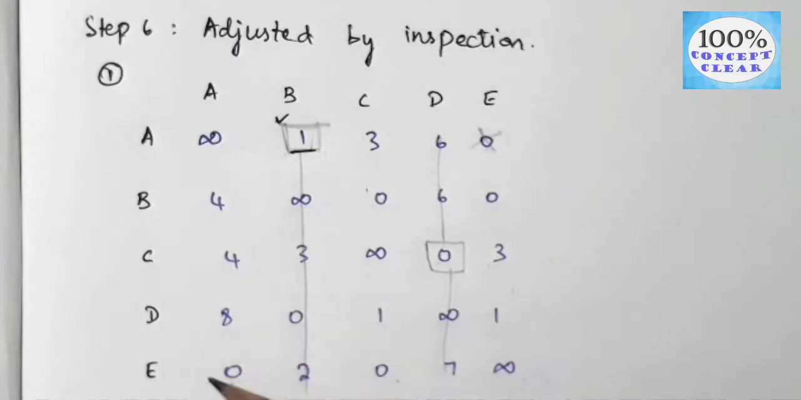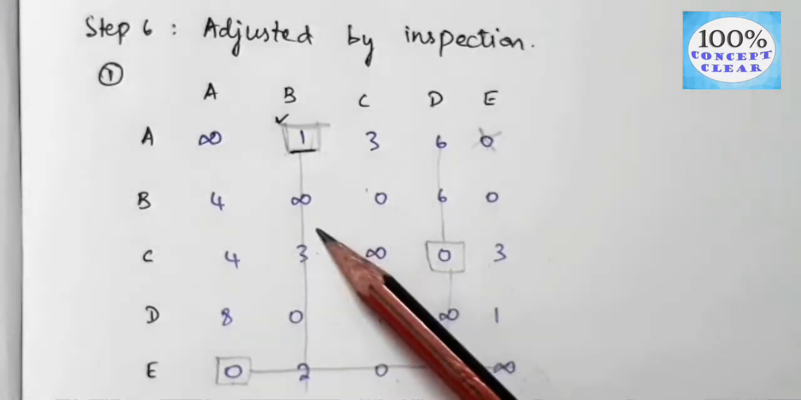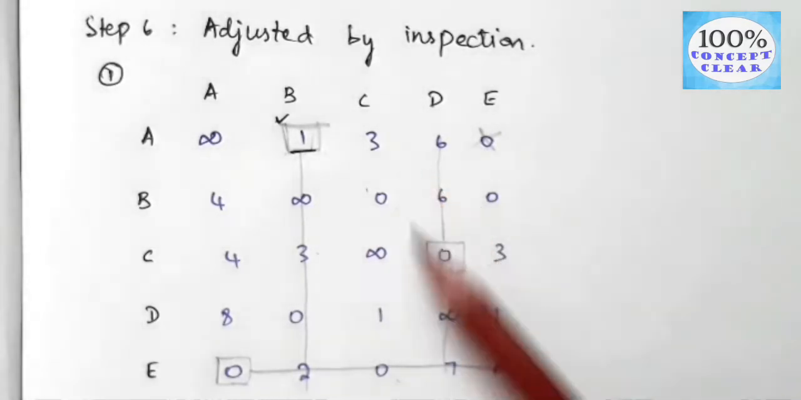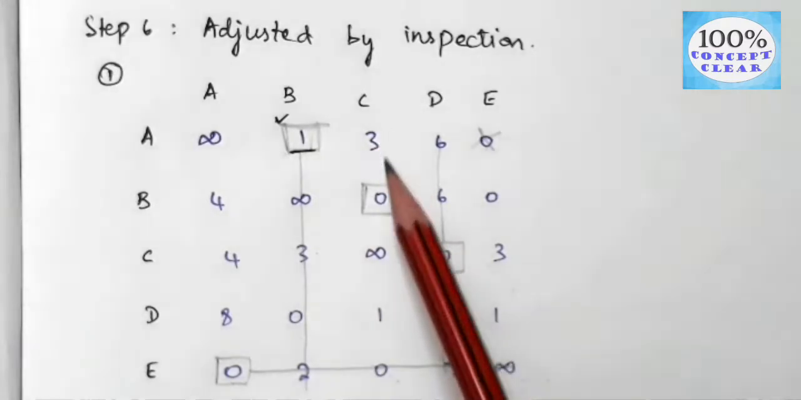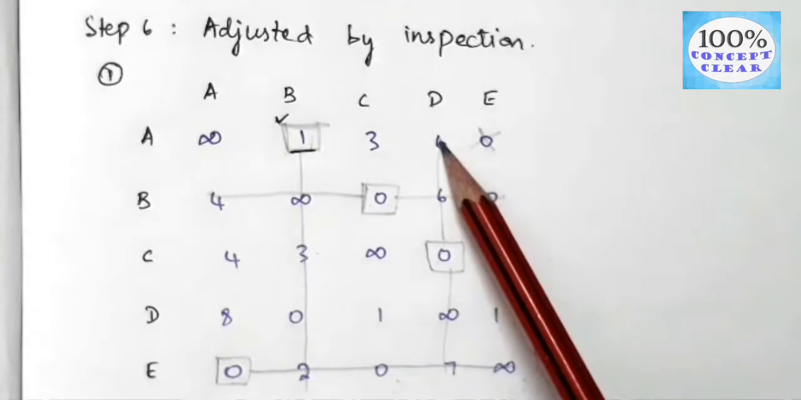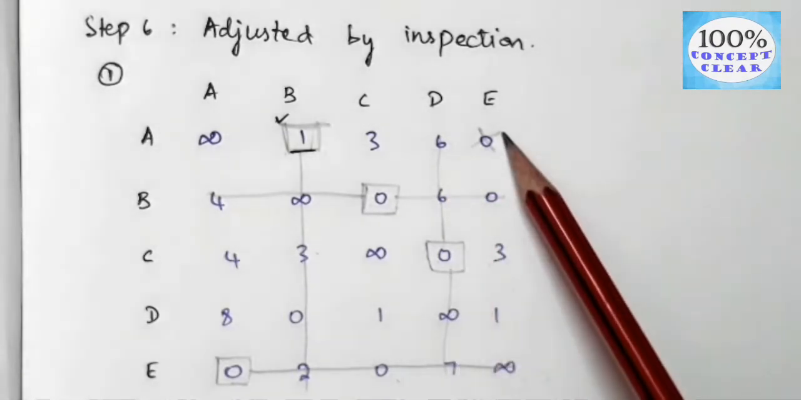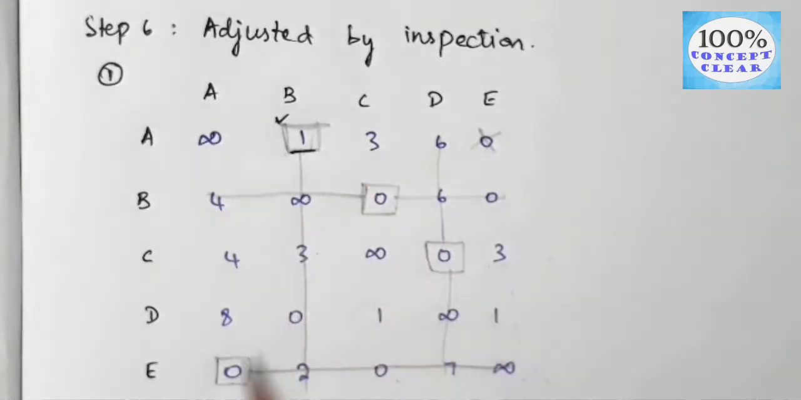Now check column wise. In the first column we have 1 zero, so mark that 0. Now we marked this column wise, so we should cancel row wise. Now in the second column all are cancelled, and in the third column we have 1 zero, so mark that 0. We marked this column wise, so we should cancel row wise. Now this row is also cancelled. In this row we have no zeros. Now we have covered all the zeros.